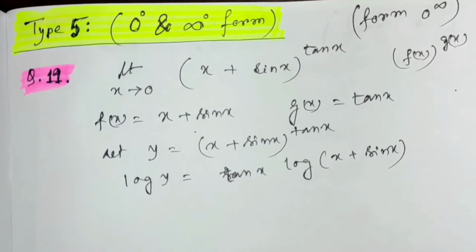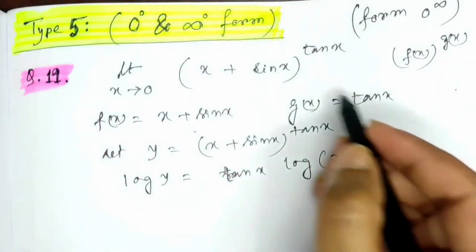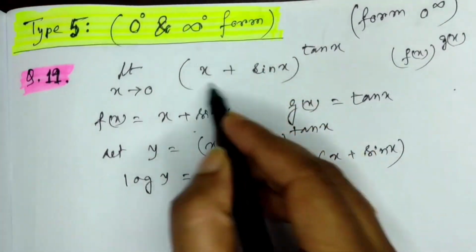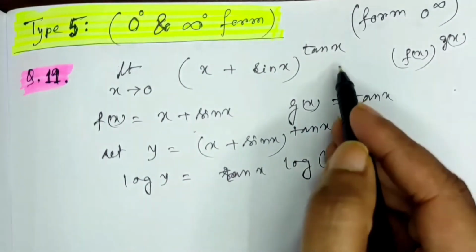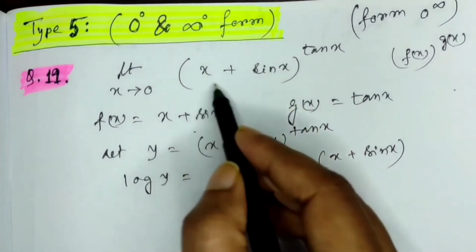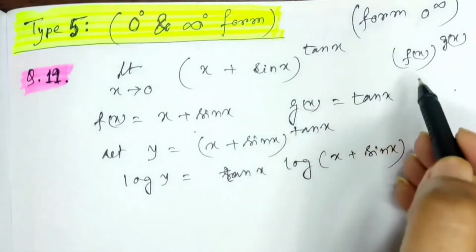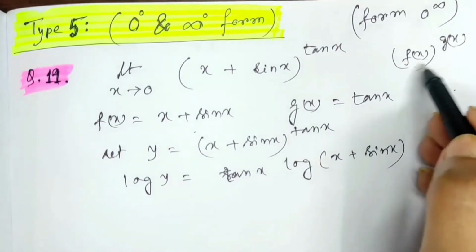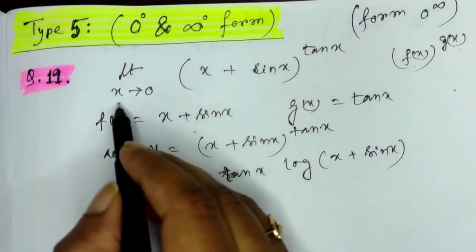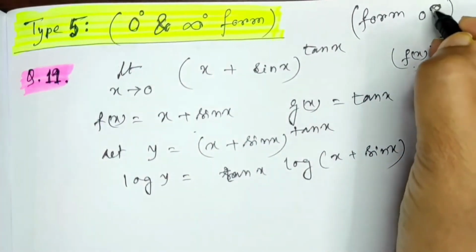Now come to this example. In this example, we have f(x) equal to x plus sin x, and g(x) equal to tan x. That means this one we consider as f(x), and this one we consider as g(x). If this type of form is given here, this value is 0 and tan 0 is also 0. So that we have the form f(x) to the power g(x), where f(x) is 0 and g(x) is 0 for this limiting case. So that is in the form of 0 to the power 0.